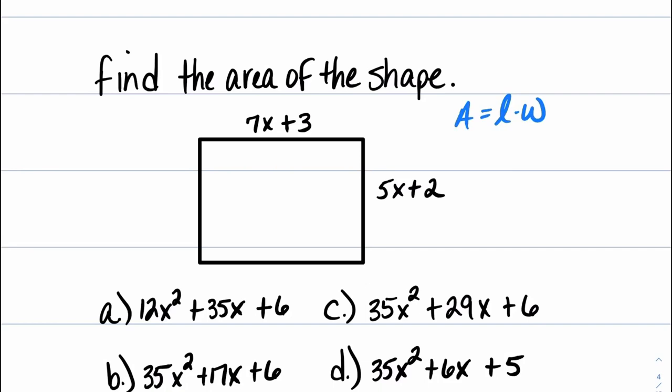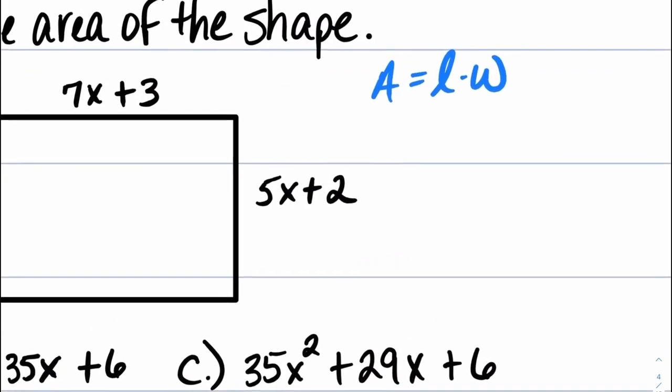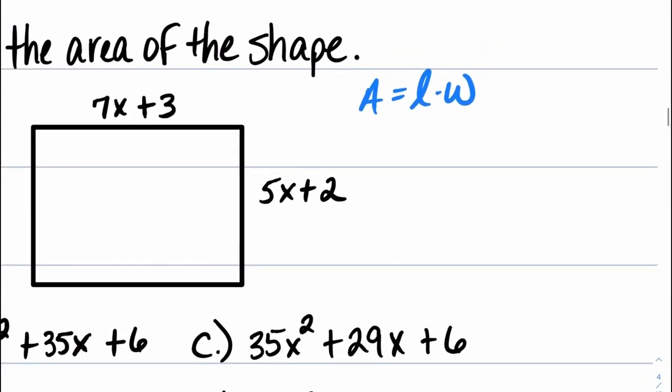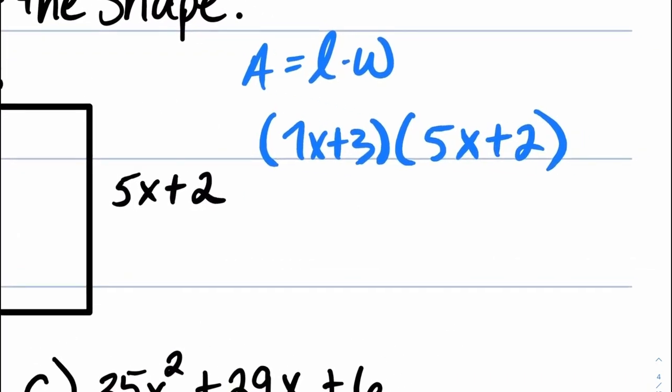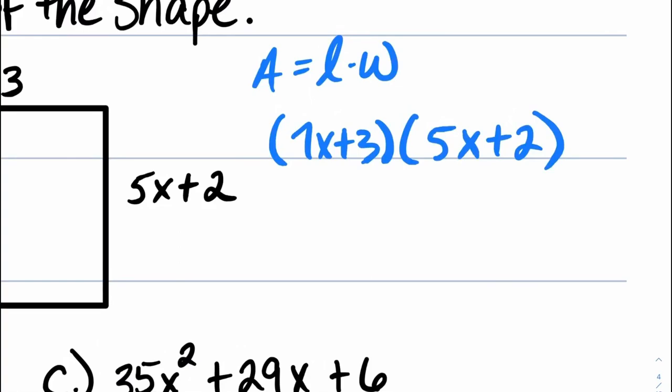Either way, in our particular situation, we're going to take our 7x plus 3 and multiply it by our other dimension, which is 5x plus 2. That's going to give us the area of this rectangle, and this should look familiar to what we've been working on so far. Let's take the 7x, distribute it to the 5x to get 35x squared.